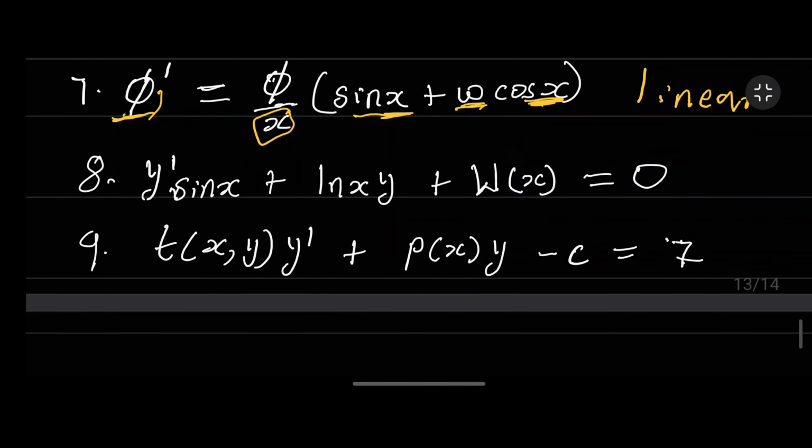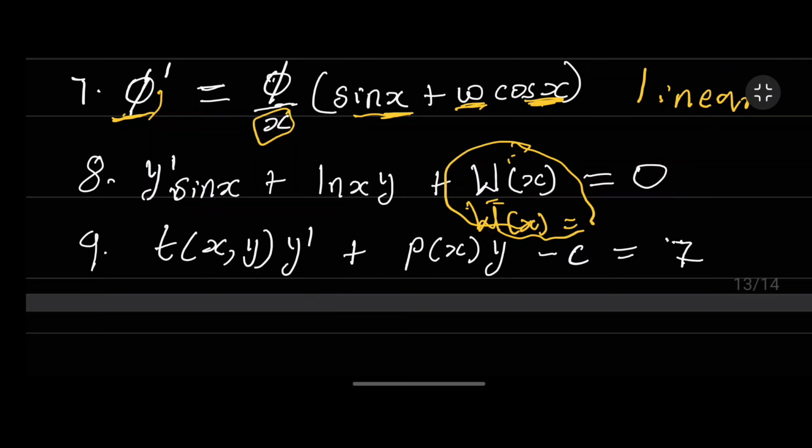Here we have y prime sine x plus ln x y plus w of x. You can interpret w of x anyhow you want it, but you can interpret it as a generic function of x, or you can interpret it as the Lambert W function of x. So you can interpret it any way you want, but it's just a dummy. I'm trying to say that x doesn't matter. It doesn't matter what function x finds itself in.